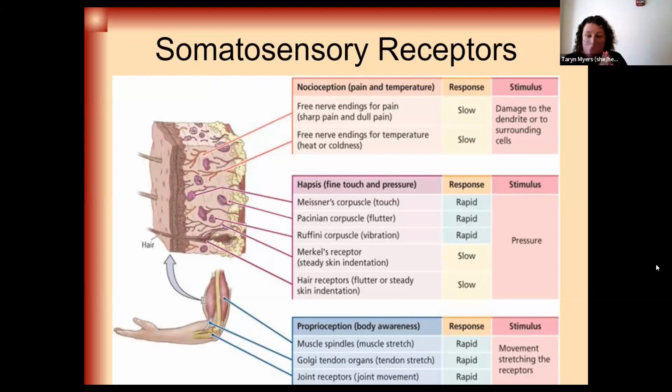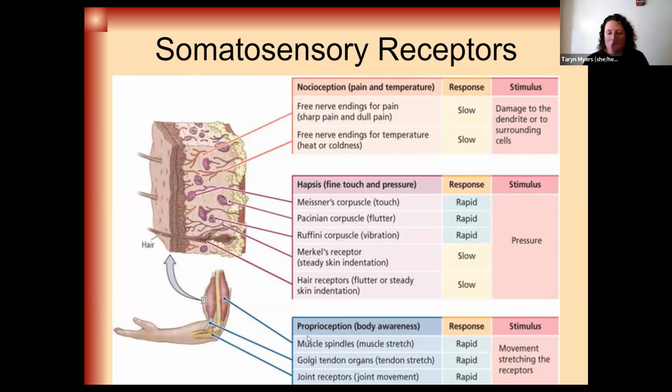Haptics is fine touch and pressure. And so you can see there's various versions here. Touch, flutter, and vibration are pretty rapid, and the stimulus is just pressure against whatever part of our skin. We can also have them for steady skin indentation, that's a slower one, or our hair receptors, right? I mean, people talk about getting goosebumps or goose flesh, right? Where your hair kind of stands on end and you get little bumps, right? That gives us information. Sometimes that something's dangerous. Sometimes that something just really emotional is going on for us.